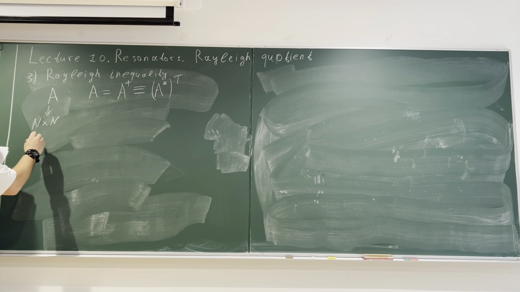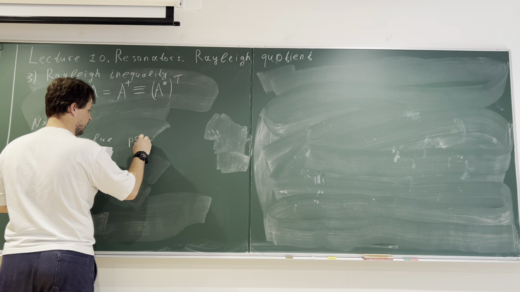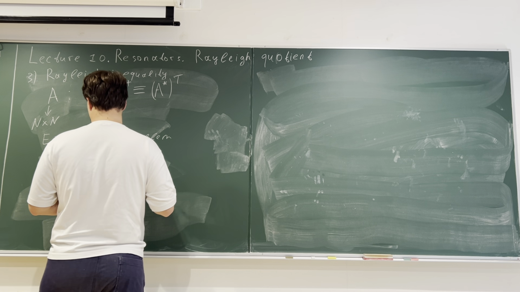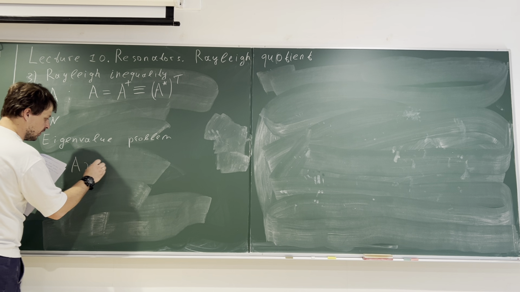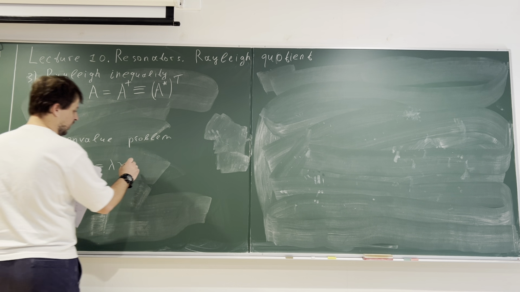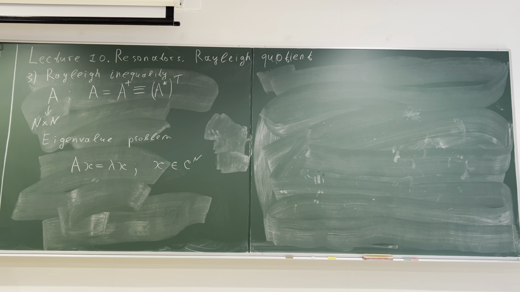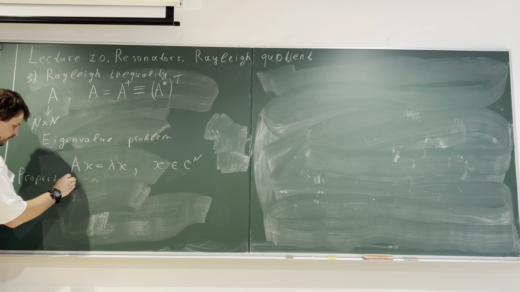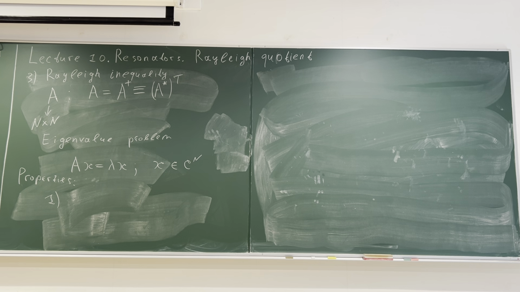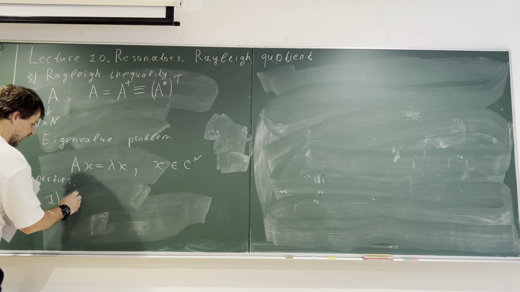Now we consider an eigenvalue problem, Ax equal to omega x, and for definiteness let x be a vector from Cn. What properties do we have? That's something you should know from linear algebra, and if you forgot, it should be very easy to Google these things. So first of all, since this matrix is Hermitian, eigenvalues are real.